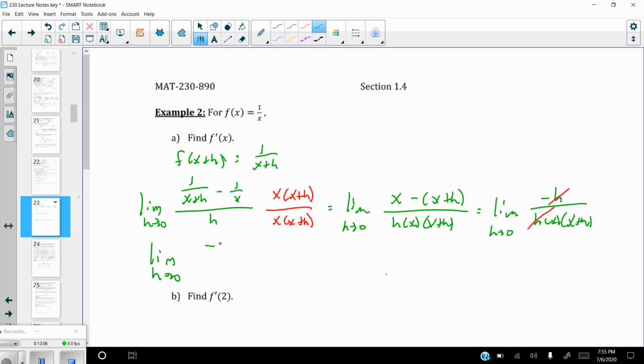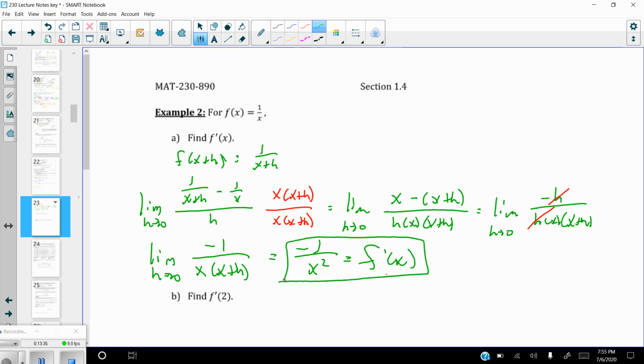Now I have -1 over x plus h. As h approaches 0, I can plug 0 in for h now. What that leaves me with is -1 over x times x plus 0. But x plus 0 is just x, so it's really just -1 over x squared. That is f prime of x.